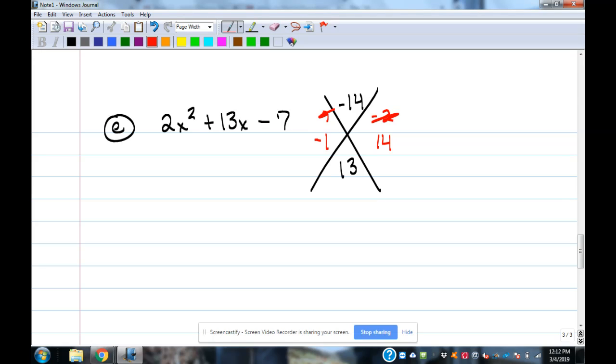All right. Now, it doesn't matter what order I put them in, but I've got to replace the 13x with those. I'm going to replace them in this order: 2x squared plus 14x minus 1x minus 7. It works the same way if you did the 14 last.